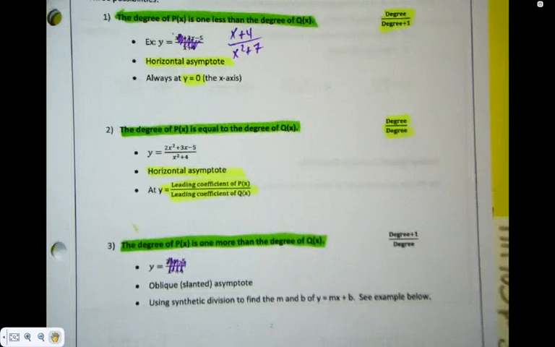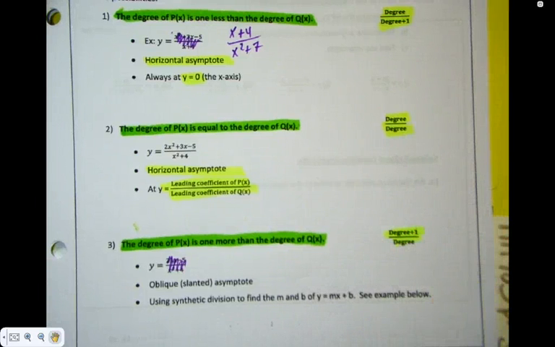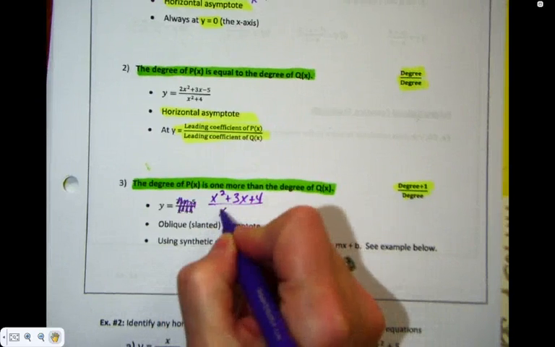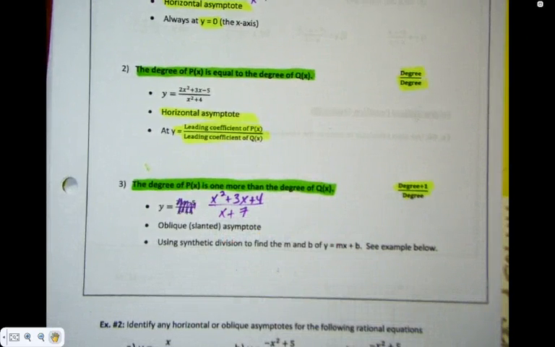The third possibility is the opposite of number 1, that the top is 1 more degree than the bottom. So I call that degree plus 1 over degree. So an example, you could have a quadratic on the top, which means you'd have a linear function on the bottom. That's degree plus 1 over degree. That means it's not a horizontal asymptote. It's what we call an oblique asymptote. That's the only time you're going to have an oblique, when you have 1 degree higher on the top than the bottom. And we're going to use this thing called synthetic division.